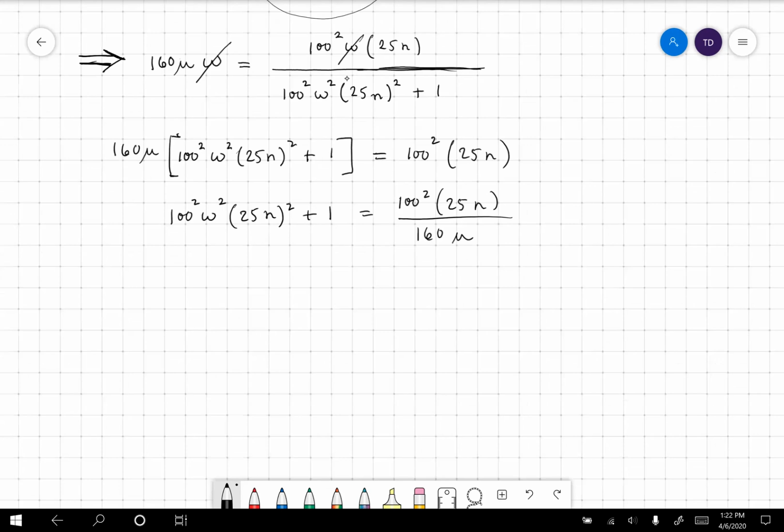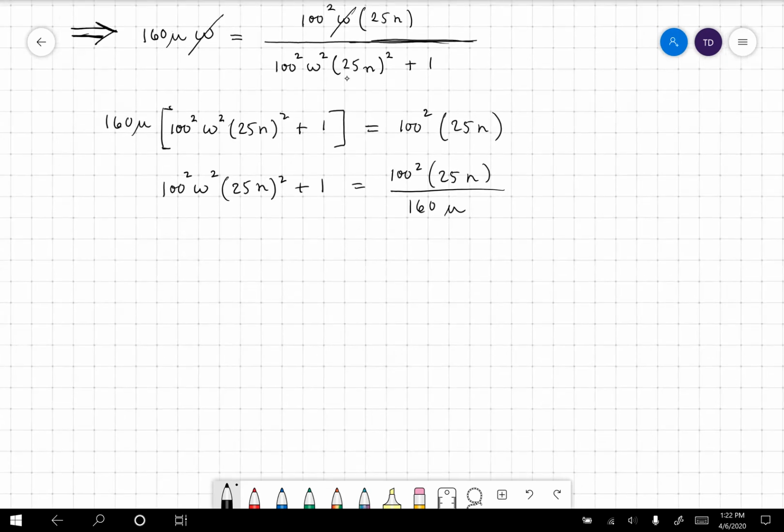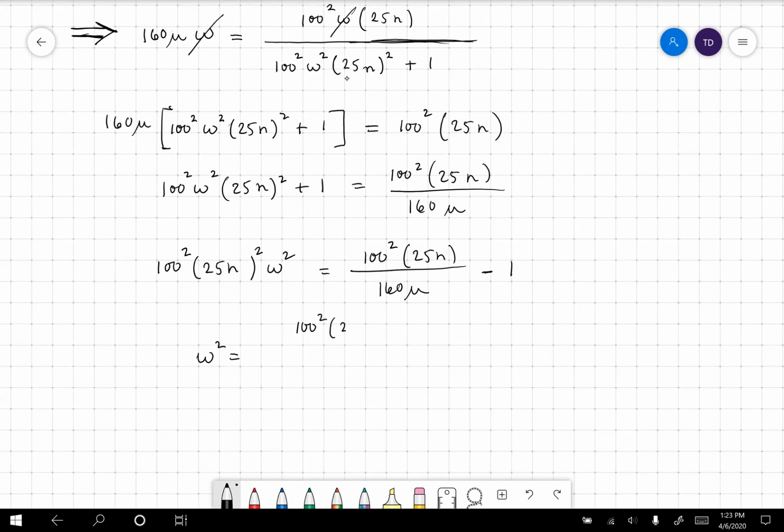You can see how to solve this. It's just math. I know it's ugly math. So here's my 100 squared times 25 nano squared omega squared. Just to remind you what we have for the number out front. Get this square out here, not in there. Equals 100 squared 25 nano divided by 160 micro minus 1. And now solving for omega squared, it's equal to 100 squared 25 nano over 160 micro minus 1, all divided by 100 squared 25 nano squared, and then we work all that mess out.